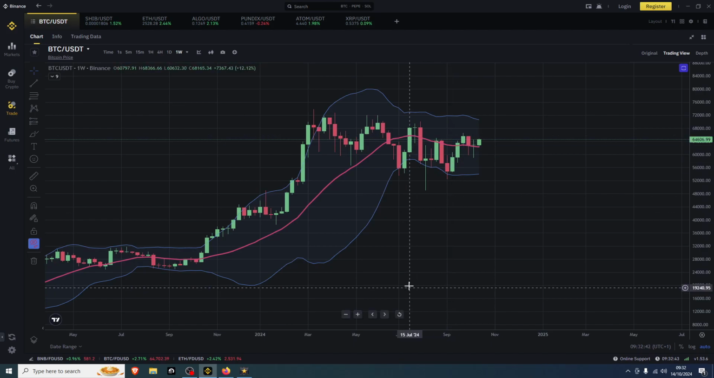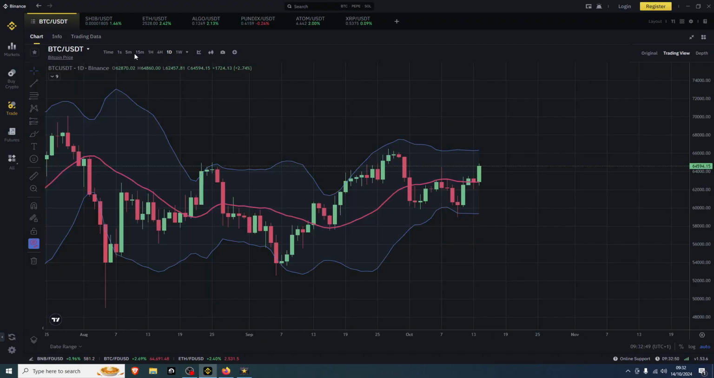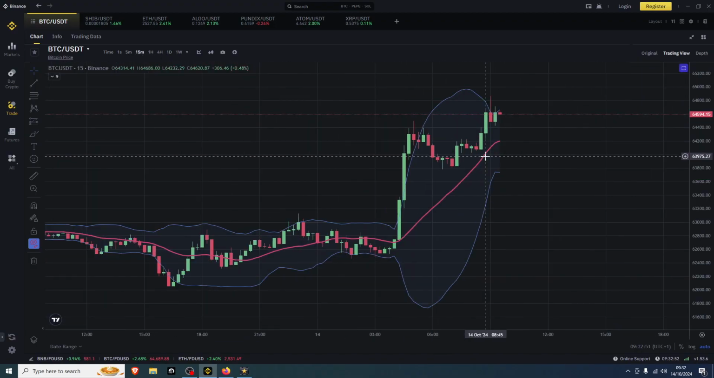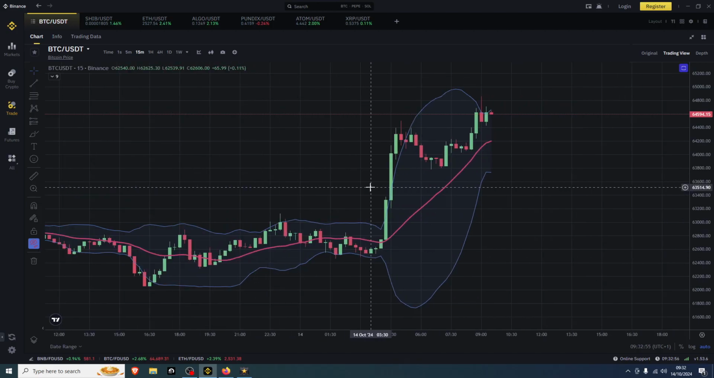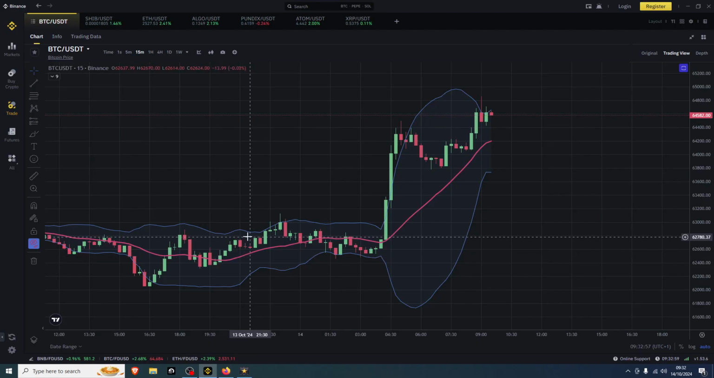So that is the overview of a Bollinger Band. It happens on any time frame, whether it's a weekly, a daily, all the way down to a 15-minute, which is all still absolutely tradable, depending on what time frame you're trading on. The strategy remains the same.